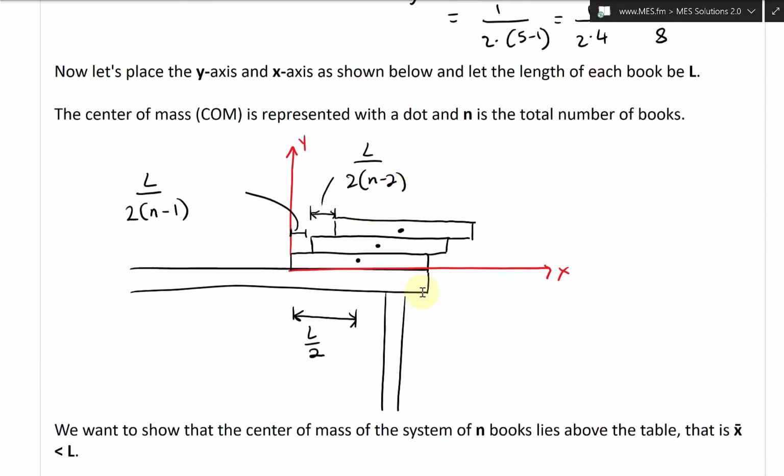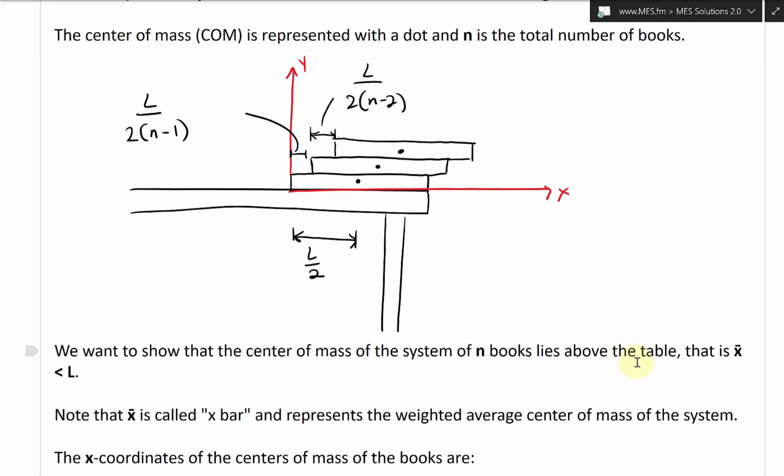All right, so continuing further, we want to show that the center of mass of the system of n books lies above the table. That is, the average or the mean distance, the center of mass of the whole system, is going to be less than L. So in other words, it's less than the full length all the way across this L here. So that's L, so it's less than this entire thing. So the full mass has to be less than this setup here, not beyond the edge.